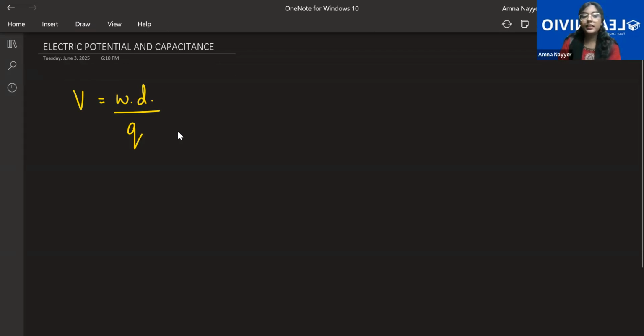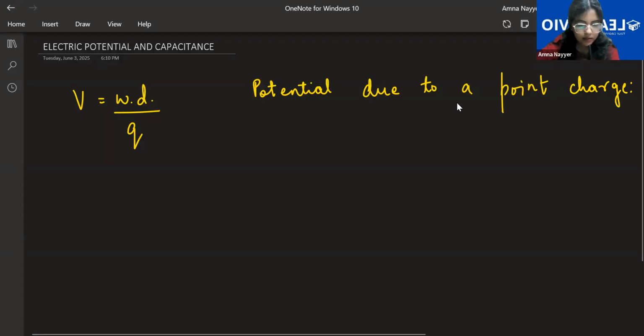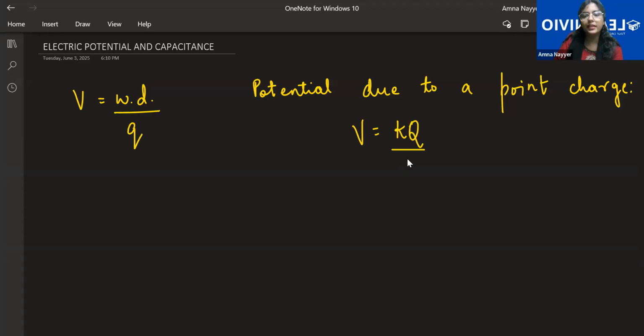Now, see, here when you have the formula due to a point charge, can you tell me the potential due to a point charge? Yes, Jesslyn, at least tell this. Potential due to a point charge. Yeah, V is equal to K into Q by R. Very good. Yes. This is K into Q divided by R.